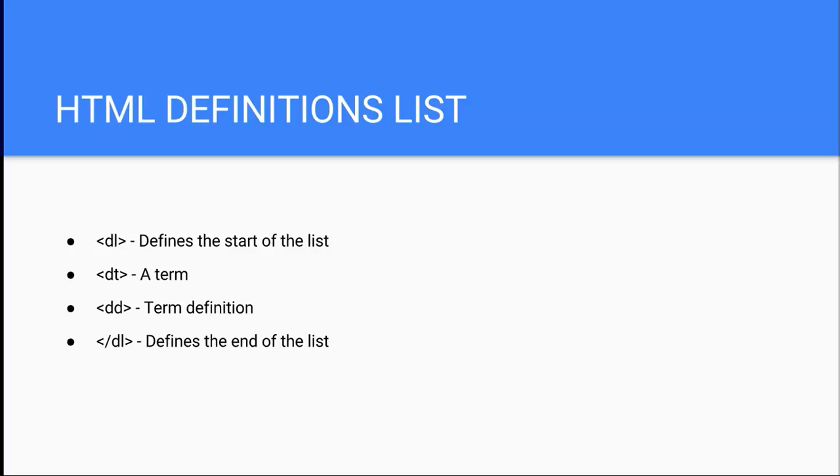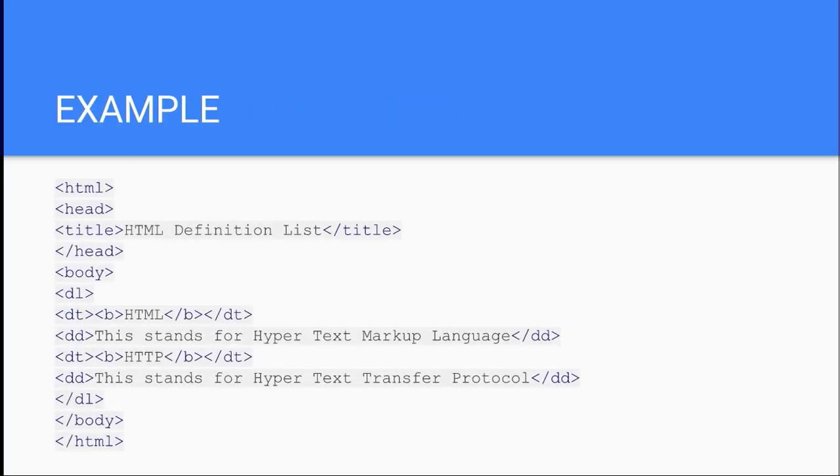So let's have a look at the example code so that we can understand it better. In this example, we've opened a DL in the body and we close the DL. In the DL, we opened a DT and B HTML and we close the DT. And DD, this stands for hypertext markup language, and we closed it. And DT, B, and yes. So let us execute this.